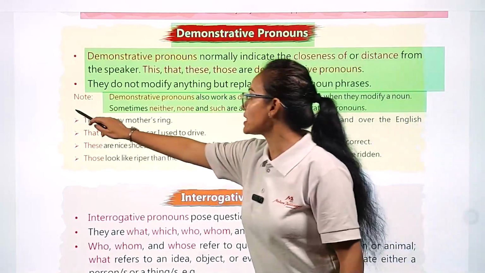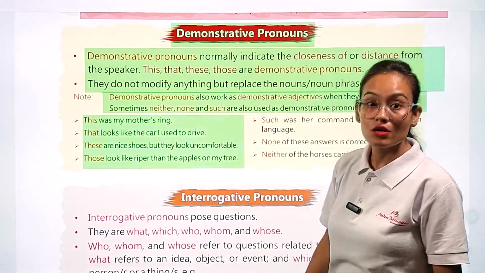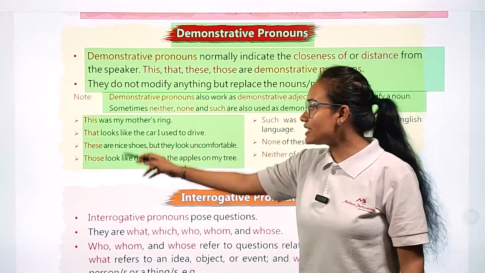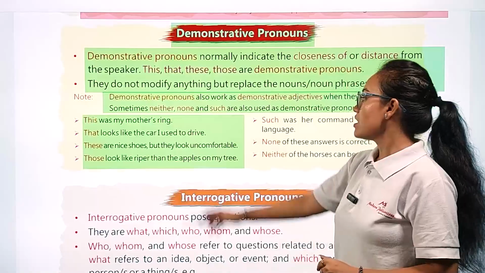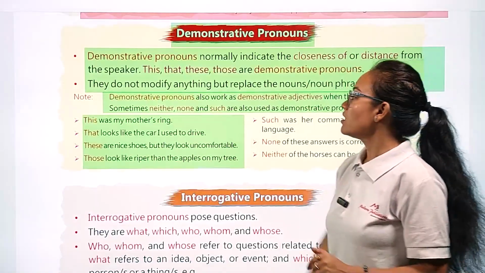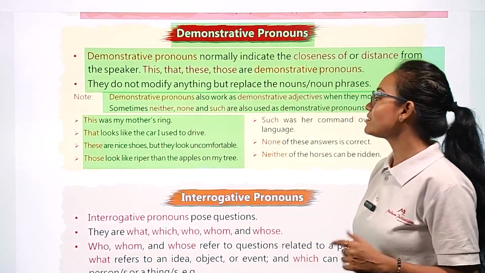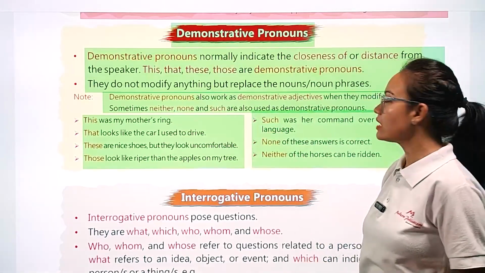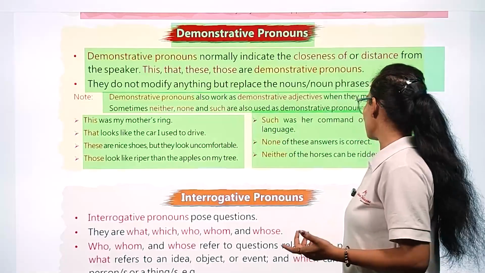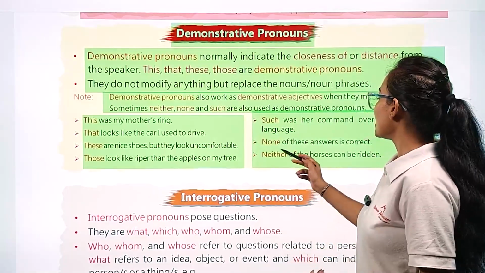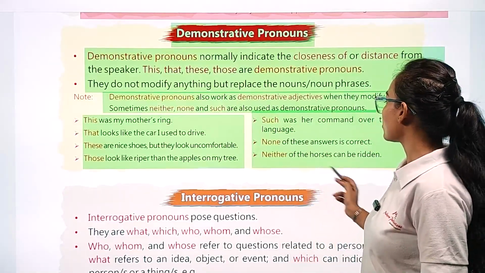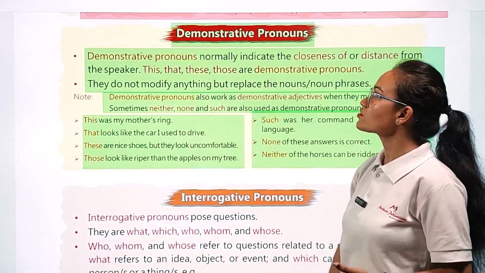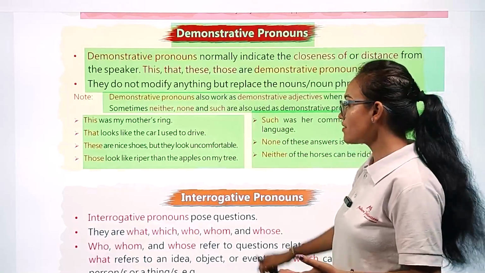Okay, example, you can say: This is my mother's ring. That looks like the car I used to drive. These are nice shoes, but they look uncomfortable. Those look riper than the apples on my tree. Other examples we can see: Such was her command over the English language. None of these answers is correct. Neither of the horses can be ridden. Here, my dear student, you all can see these demonstrative pronoun words are used.